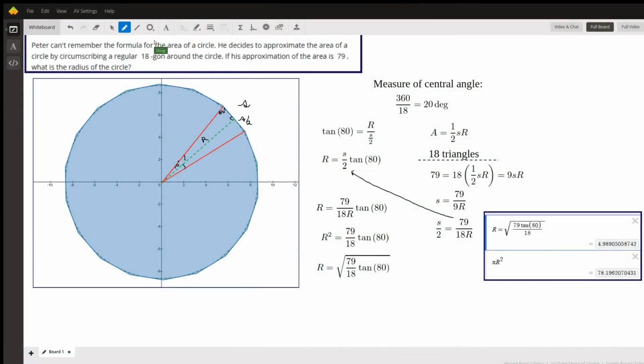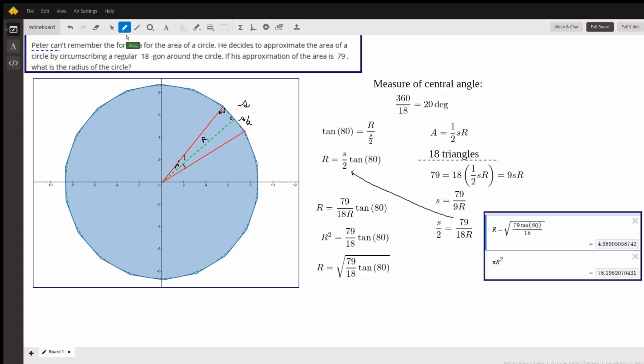Okay, so poor Peter can't remember the formula for the area of a circle. So he decides to circumscribe a regular 18-gon around the circle. And he approximates the area of that 18-gon, and then he wants to use information about that polygon to find the radius of the circle, or at least approximate the radius of the circle.